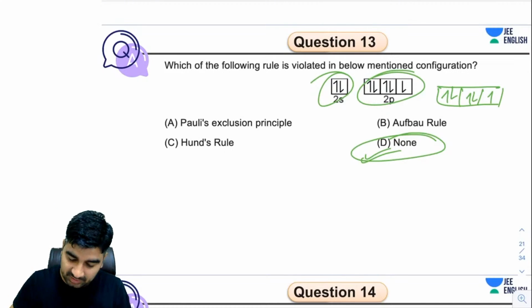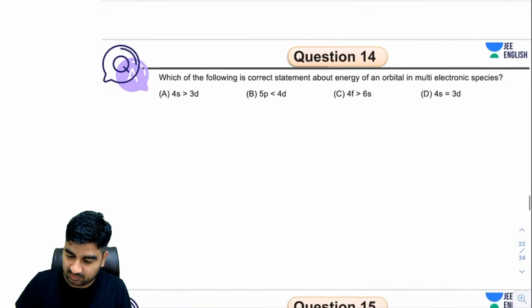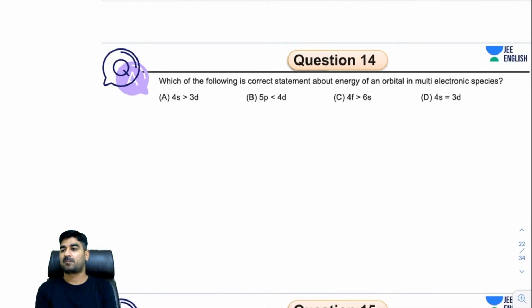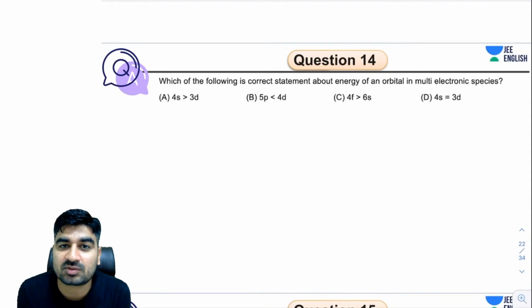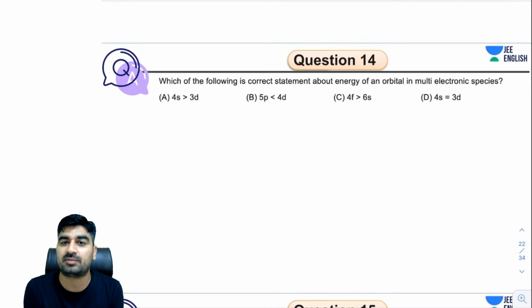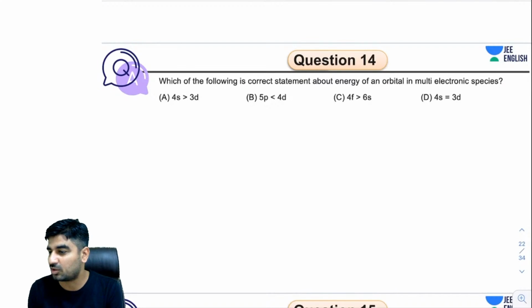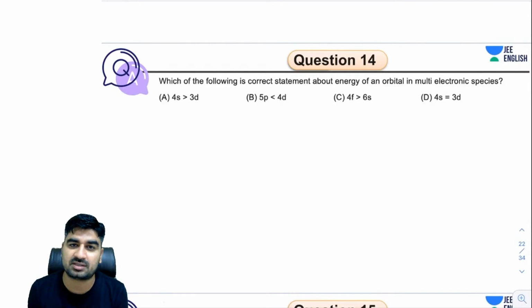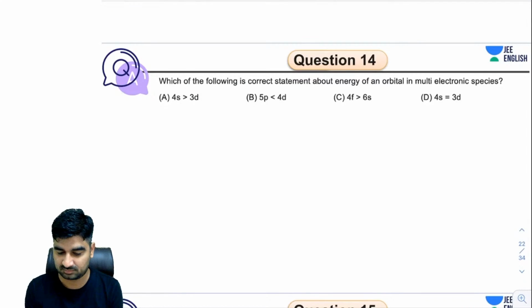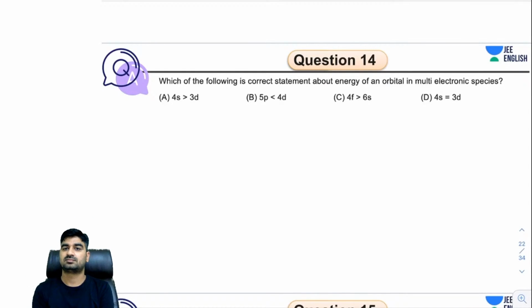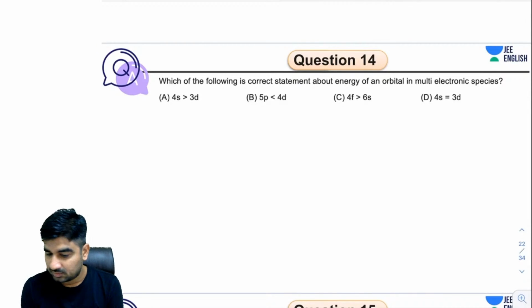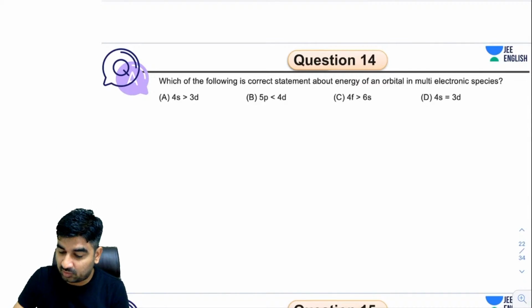Okay. So let's move to the next point. Next question. Solve it. Which of the following is the correct statement about the energy of an orbital in multi-electronic species? Just solve it. It's a 30-second question, not more than 30 seconds. Multi-electronic species.